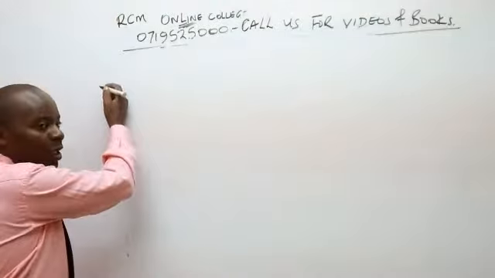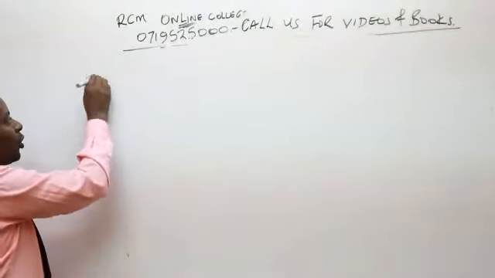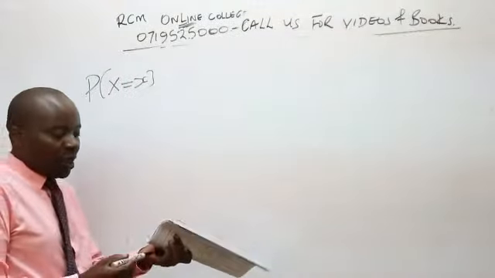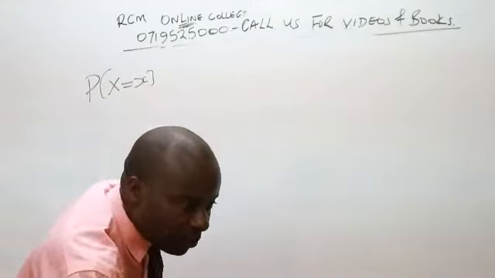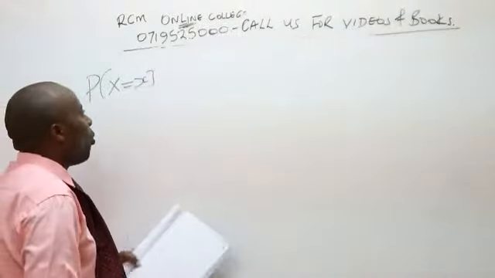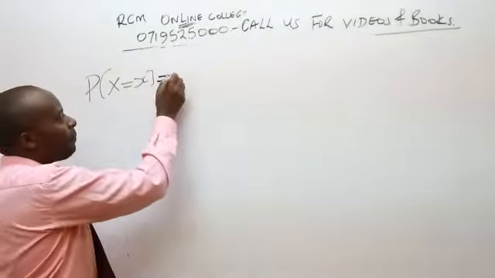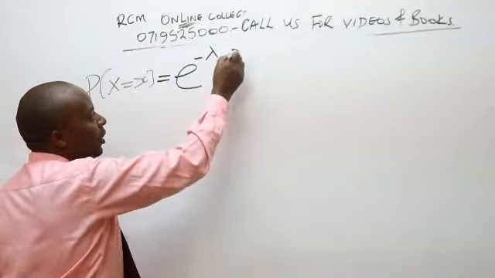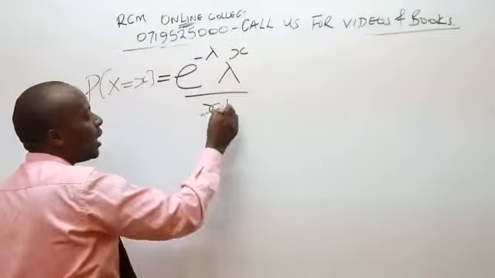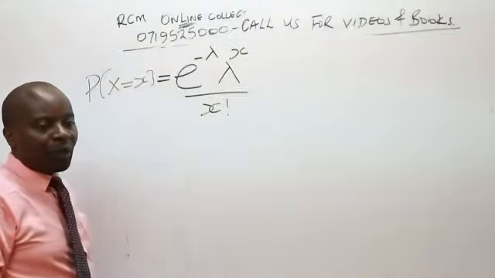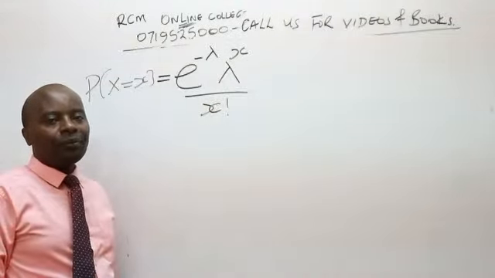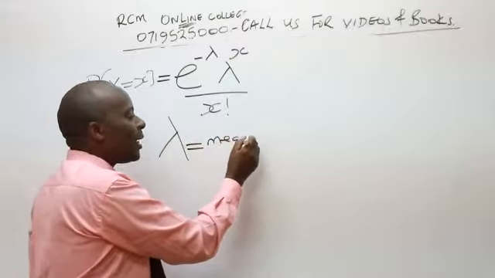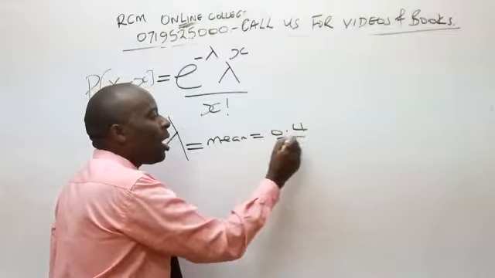And if it's a Poisson distribution, then the very first thing we need to do is to come and jot down the formula. Probability of x being equal to x will be equal to, if it's Poisson, remember, e raised to negative lambda, lambda raised to x, all over x factorial. So remember that this lambda is our mean, which has been given to us in the question.